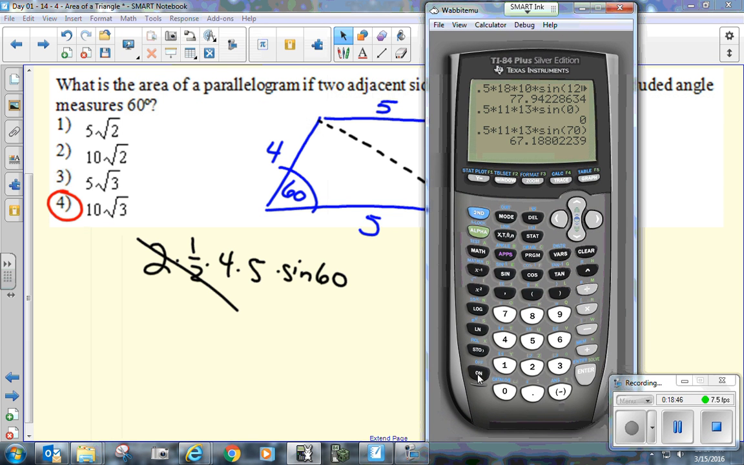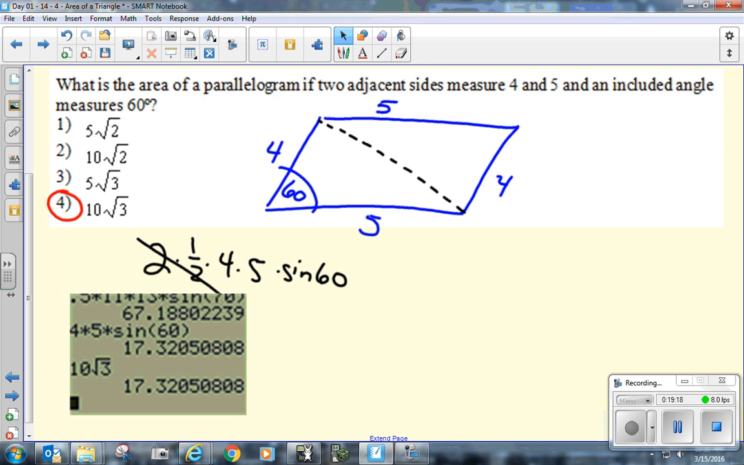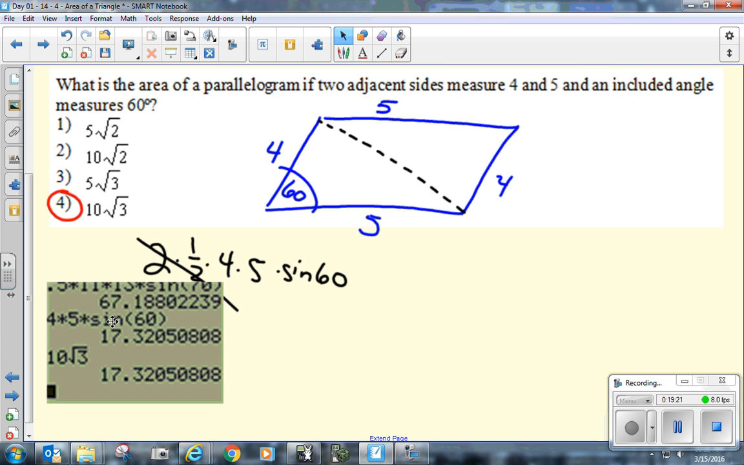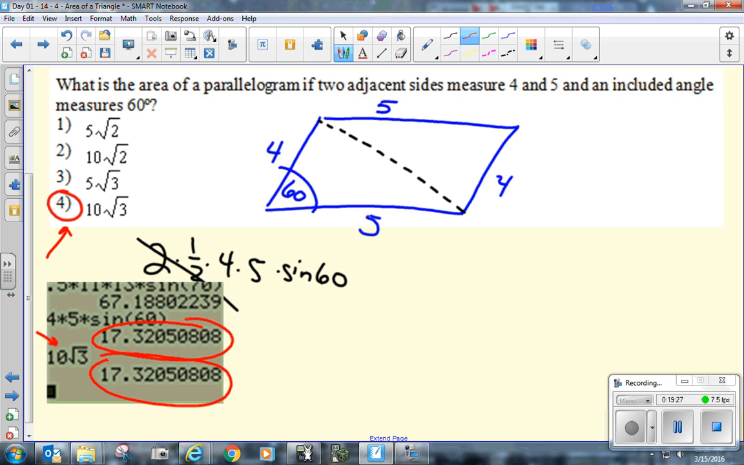17.1. Let's do this. 60. And oh, it's 0.32050. No, I'm kidding. Okay, so this is what it is. So how do I know that that's choice 4? Thank you. If I put 10 radical 3 in a calculator, which is choice 4, it's identical. That's how you know it's choice 4. It's exactly what choice 4 is. So here's what the answer was, and here's what option 4 is. They're identical, therefore, that's the answer.